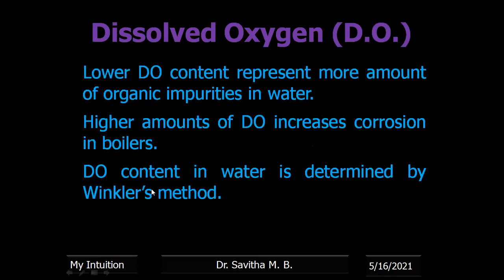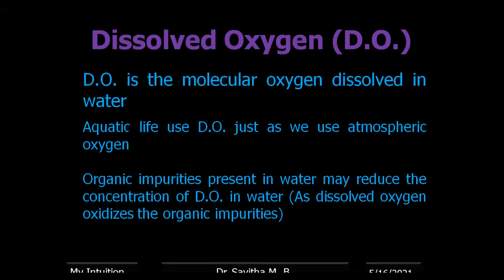Dissolved oxygen means it is the molecular oxygen that is dissolved in water. Aquatic life use this dissolved oxygen just as we use atmospheric oxygen. Organic impurities present in the water may reduce the concentration of dissolved oxygen, because organic impurities, to get oxidized, require oxygen, and they will use the dissolved oxygen.